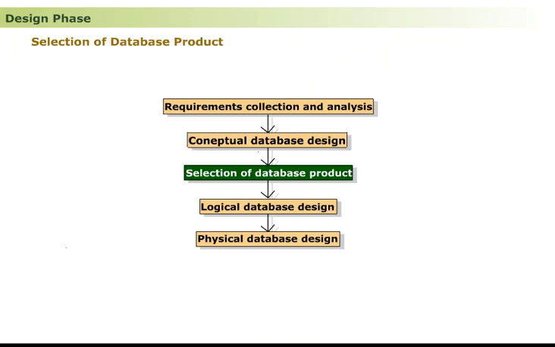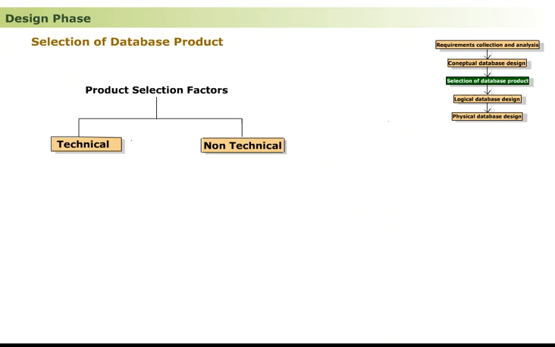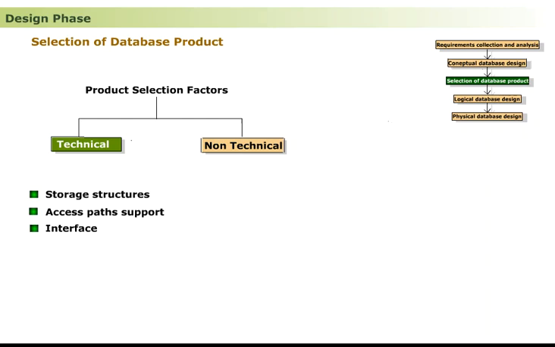Selection of database product. The selection of a database product for database development depends upon 2 important factors: technical, non-technical. Technical. The technical factors are concerned with the suitability of the DBMS product with reference to technical issues such as storage structures, access paths support, interface, architectural options. Non-technical.